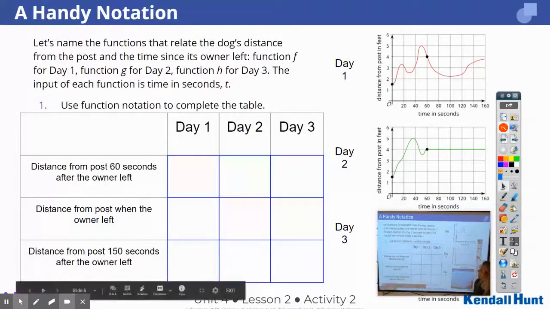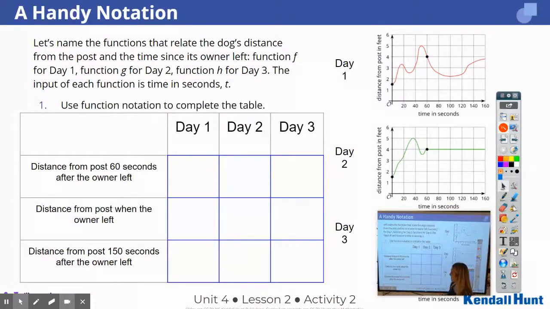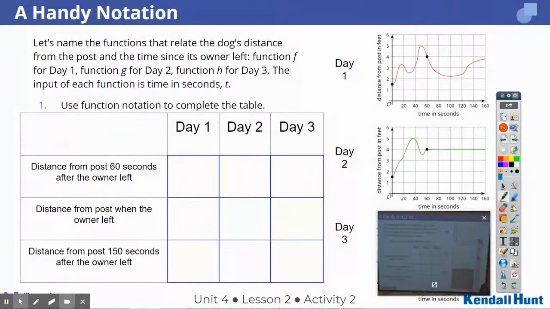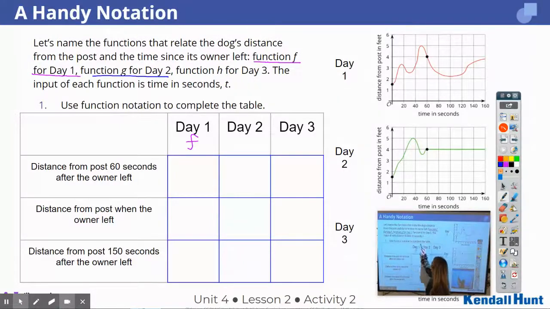So that's where function notation comes into play for us. Over on the right, I have the graphs that we were using just in case you want to look at them. But if we want to know a specific number of seconds after the owner left and a specific day, it might be useful for us to give them a name and write it in shorthand. So we're going to label function f as day 1. So day 1 is now going to be known as f. Day 2 is going to be function g. So we're going to label it G. And day 3 is going to be H.